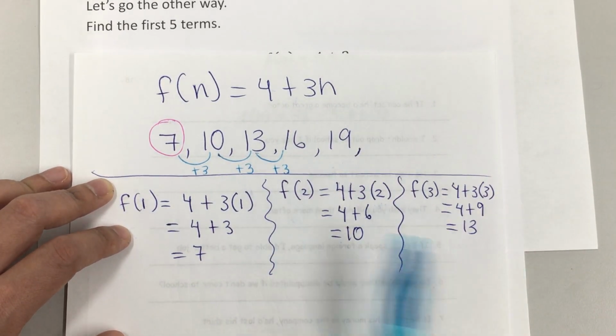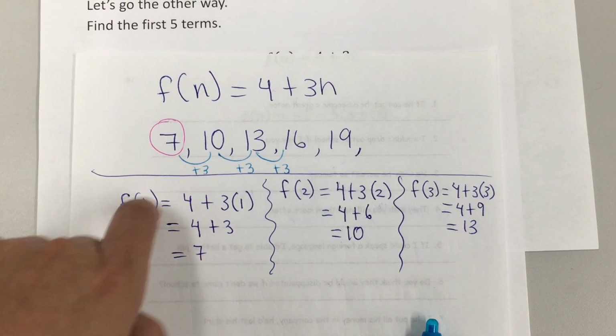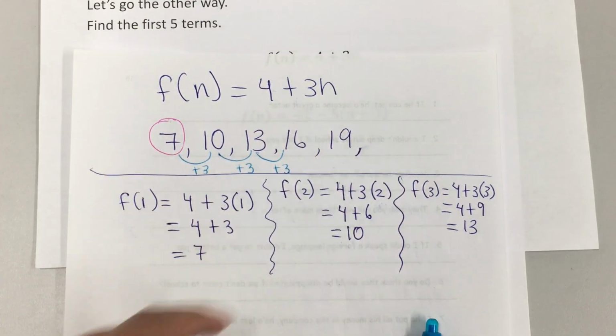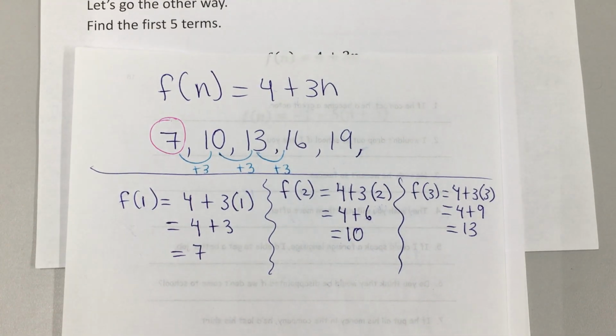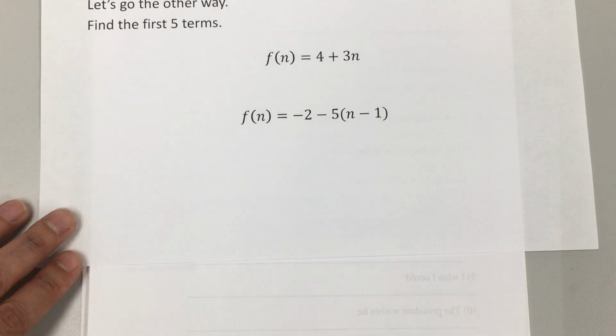Okay? So again, I'm given the explicit formula. All I have to do is plug in 1, 2, and 3 to find the first 3 terms and then go on from there. Okay, let's do the second example.